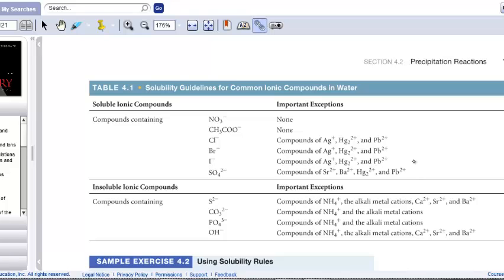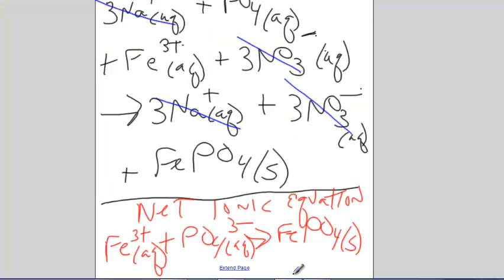Sulfate, almost always soluble, except for these guys. Now, things containing sulfide, carbonate, phosphate, hydroxide, those things are almost always insoluble. Except, and once again, this is really kind of important, look at the exceptions. Alkali metal cations and ammonium. Basically, +1 ions, they're almost always soluble. No matter what these guys are, they're almost always soluble. That's why in the reaction, I picked sodium phosphate because I knew that would be soluble because it had sodium in it. And iron nitrate, I knew that would be soluble because nitrates are always soluble. Sodium things, potassium things, +1 ion things, always soluble. Nitrates, always soluble. But phosphates, for the most part, are not soluble unless it's a +1 ion. So iron phosphate precipitated out.